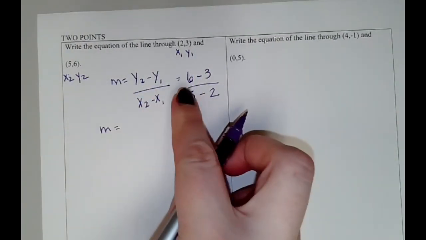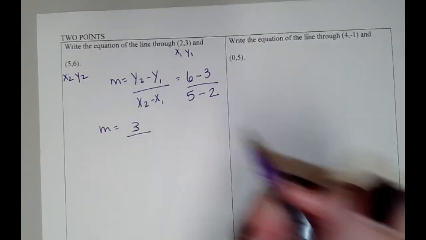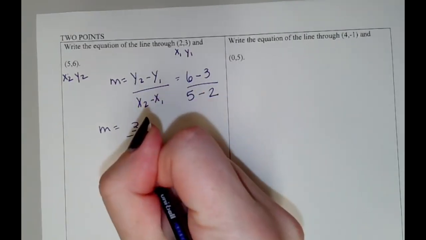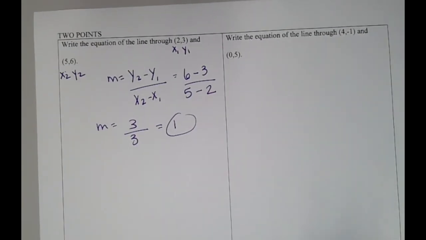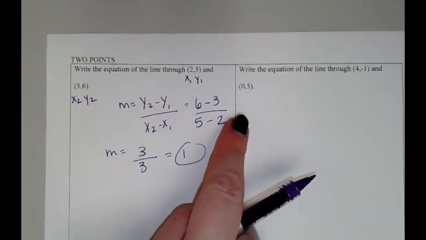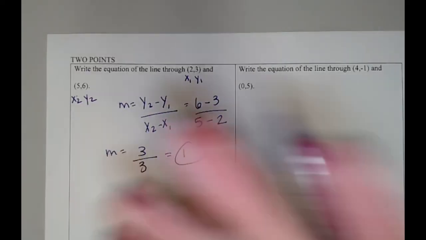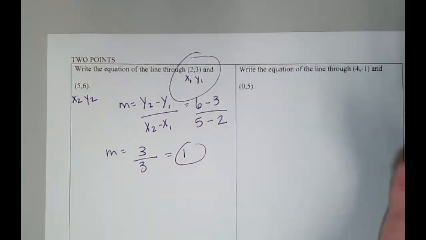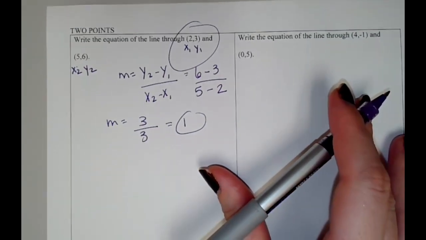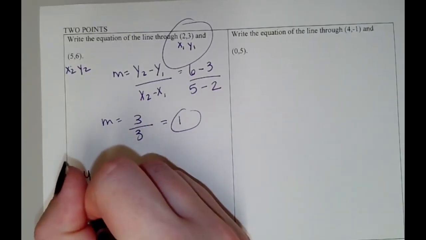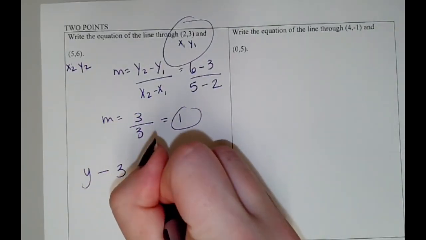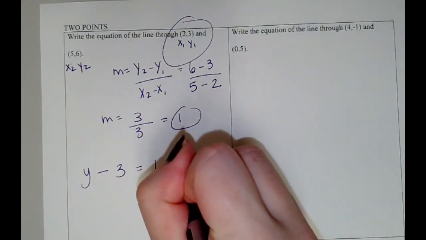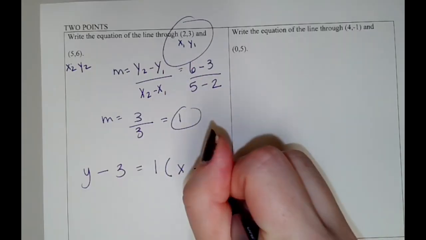So I'm just going to bring it down here. 6 minus 3 is 3. 5 minus 2 is 3. And 3 over 3 does simplify to 1. So step 1's done. I found my slope. Now I could pick any of these points right here to plug into my equation. I just like using the first point because it's already labeled x1, y1. So it's y minus y1, which is 3, equals slope, which is 1, times x minus x1, which is 2.